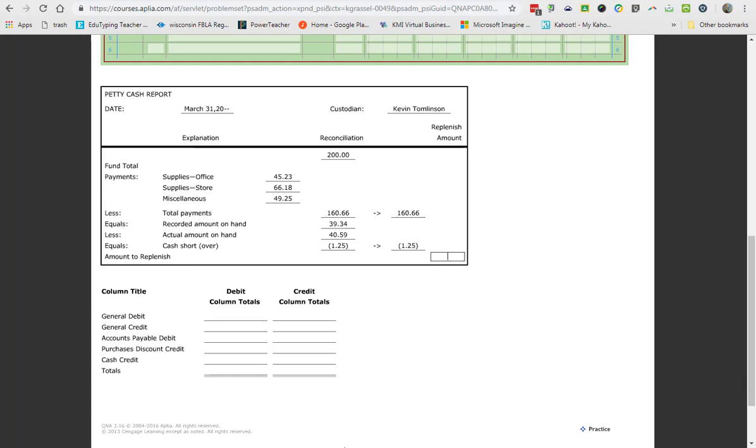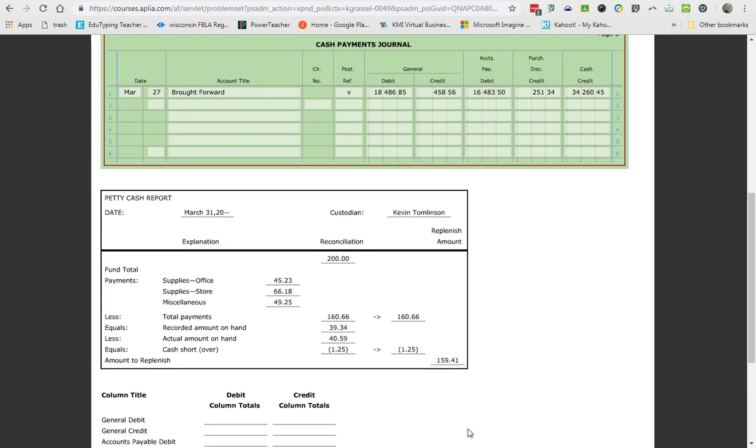Now, we are assuming parentheses in math means to subtract, okay? So I'm going to take 160.66 and subtract 1.25. So how much am I going to make my check out for? 159.41. I typed it wrong. Now, I had to do all of that work to figure out how to journalize it. That's our petty cash report. This tends to be the hardest part of this chapter because it's brand new.